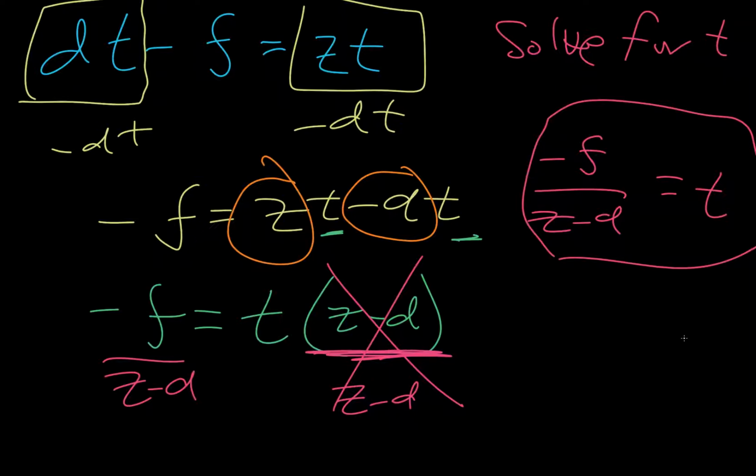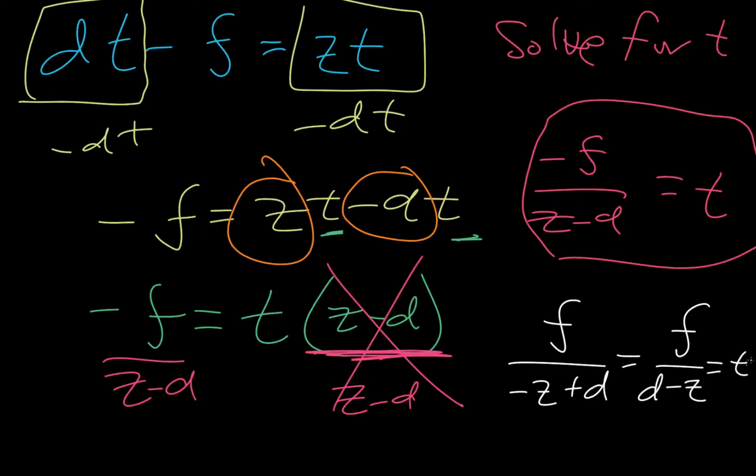If you were to see this in a textbook, though, my guess is they would actually take this negative and distribute it down here, which would flip which ones are negative and positive, so it would end up being negative z plus d, and then they'd take it even further and say f over d minus z equals t. So that's probably how you'd see it in a math book, but this one in pink is perfectly acceptable, and I'm not super worried about it. So in class, you can just leave it like that pink one.